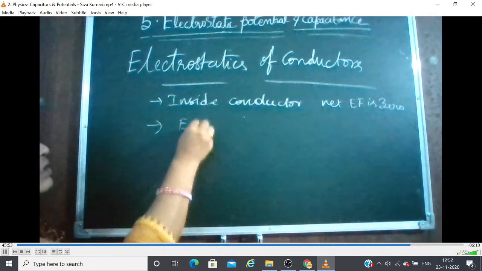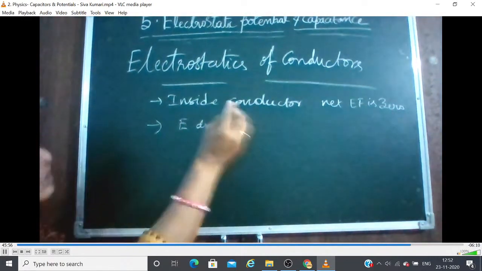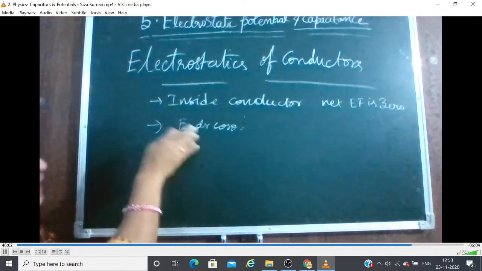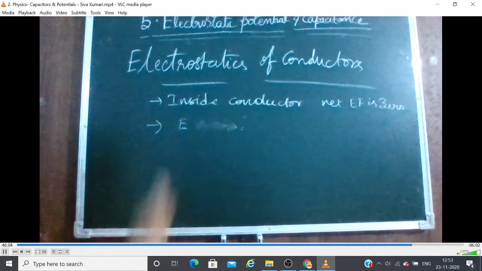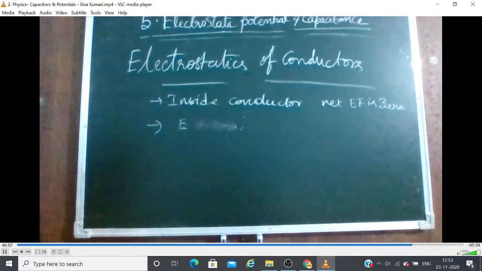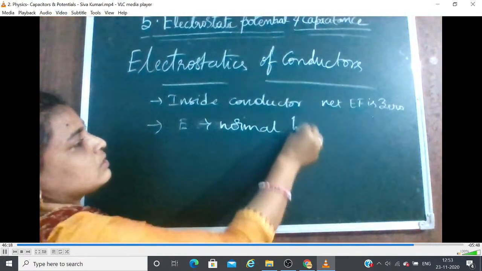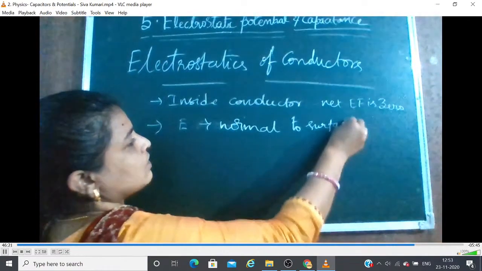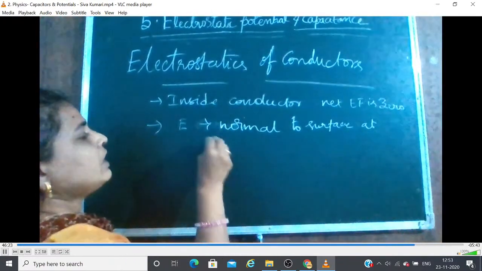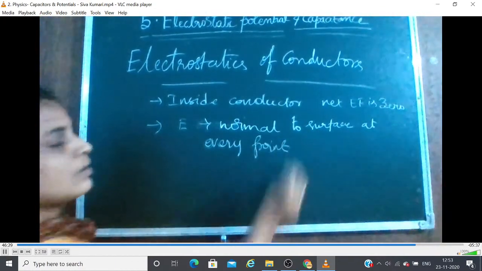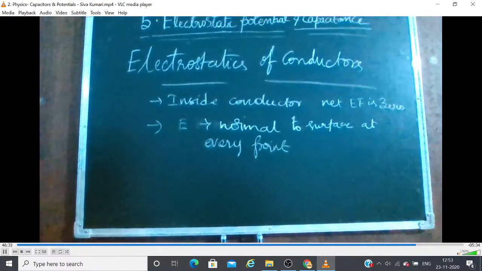So E dot dr, cos theta, is the same for the equipotential surfaces also. The electric field intensity will be normal at the surface of the charged conductor. The electrostatic field must be normal to the surface at every point.